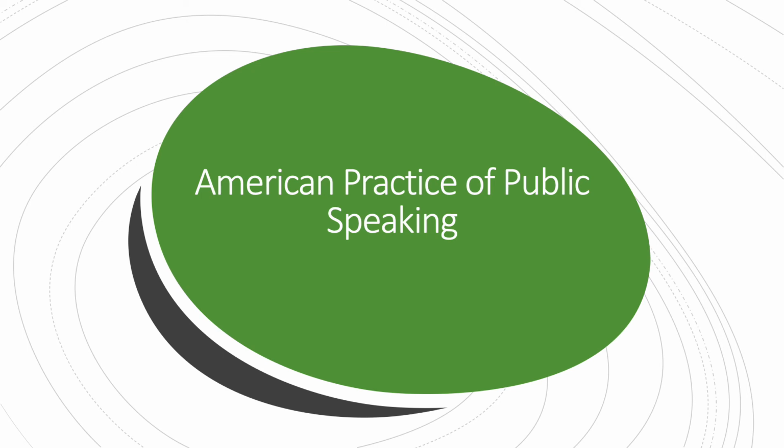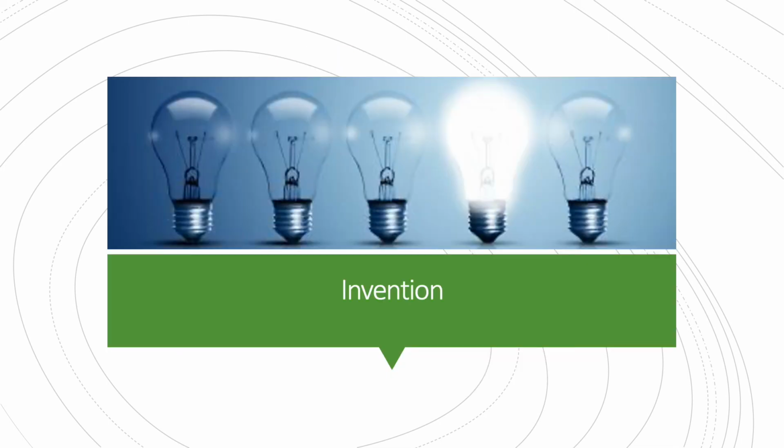And so that practice of public speaking centered around the audience means there are two big concepts that we need to focus on when we're considering public speaking in an American context. The first is invention, and the second is delivery. So let's talk about those a little bit. Invention is the practice of coming up with ideas to meet your audience's needs.